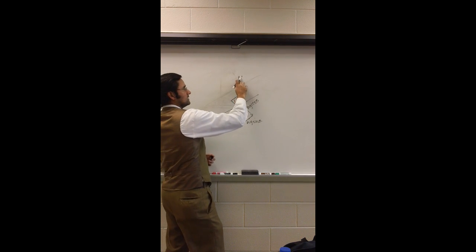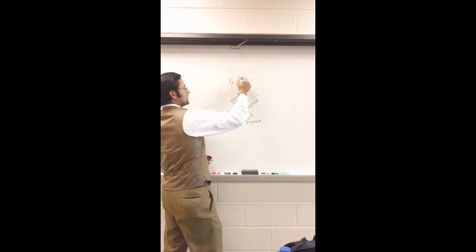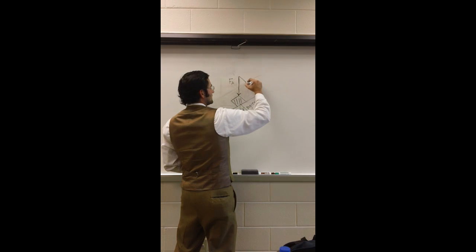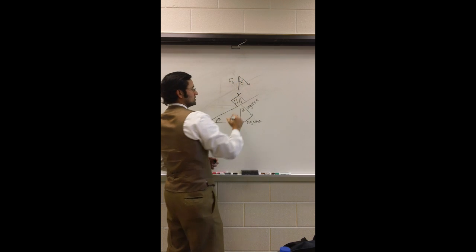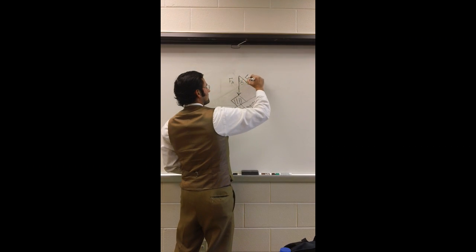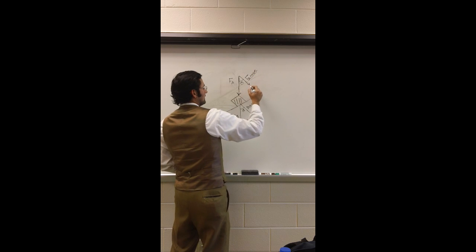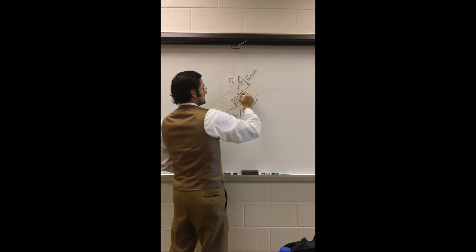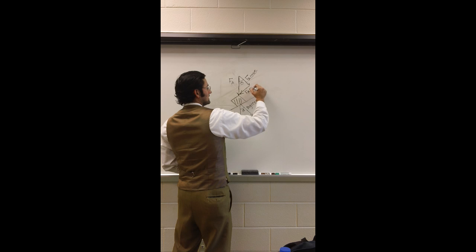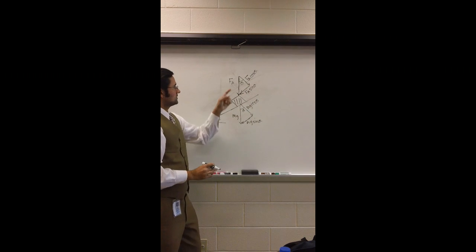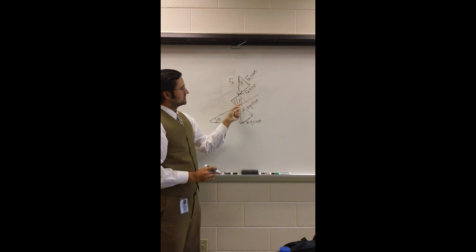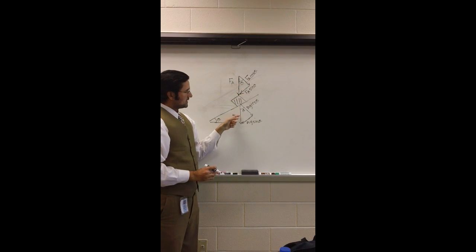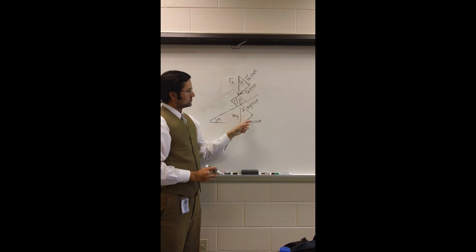So if this is Fa, you'll have to break up Fa into a component that is perpendicular to the surface. This will be theta also. This will be Fa cosine theta. And this will be Fa sine theta. So Fa will also have to be broken up into its two components. One perpendicular to the surface, one parallel to the surface. Just like the force of gravity has been broken up into its two components. One perpendicular to the surface, one parallel to the surface.